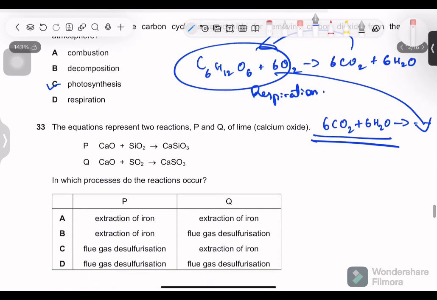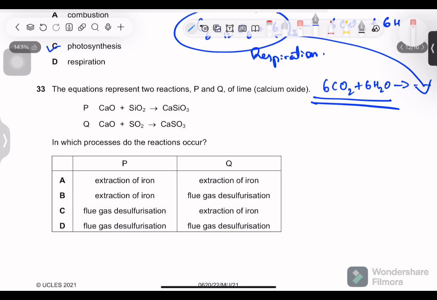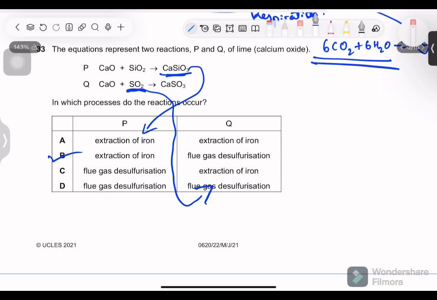Next, the equations represent two reactions, P and Q, of lime. In which processes do the reactions occur? Okay. So calcium silicate is formed and silicon dioxide is purified in extraction of iron, and sulfur dioxide is removed in flue gas desulfurization. So B should be the correct answer. Flue gas desulfurization basically means when fossil fuels are burned, sulfur dioxide is produced, and we remove the sulfur.